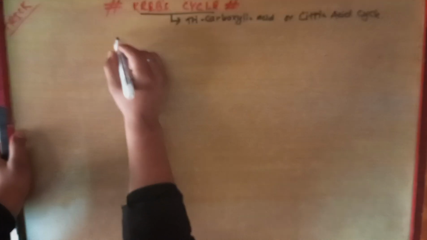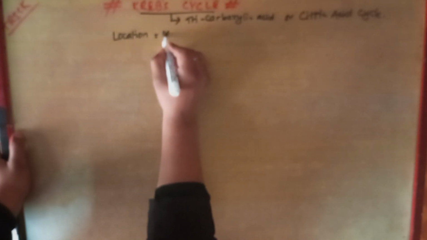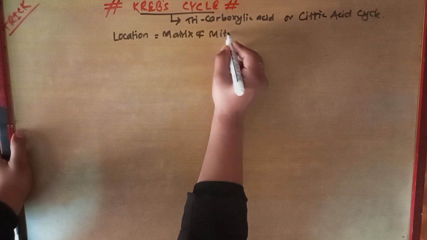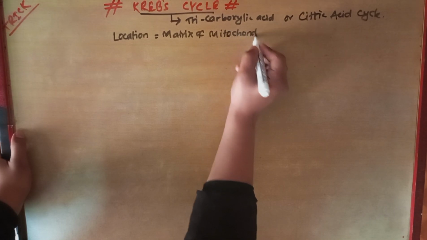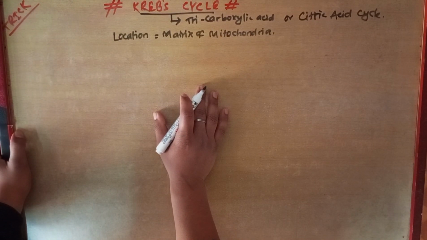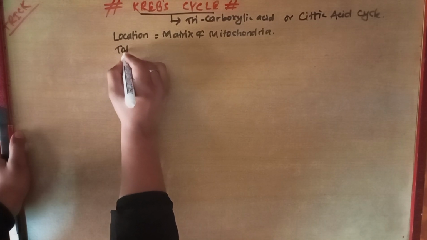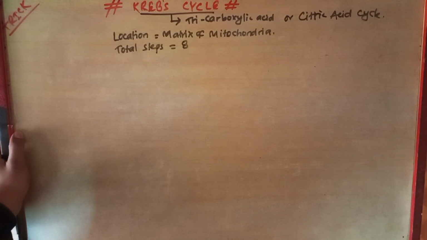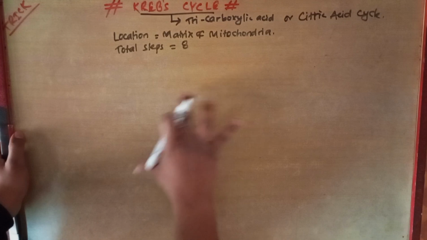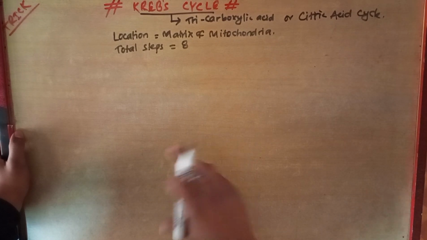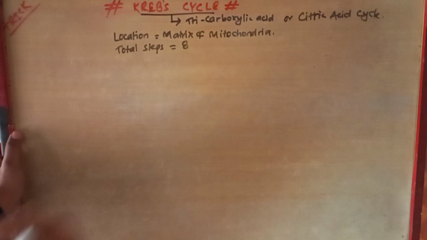And the location of the Krebs cycle is the matrix of mitochondria. That is, the Krebs cycle takes place in the matrix of mitochondria, and the total steps are 8. Now I'll deal with the steps. First I'll provide you the trick to remember the steps, and then I will elaborate the Krebs cycle.